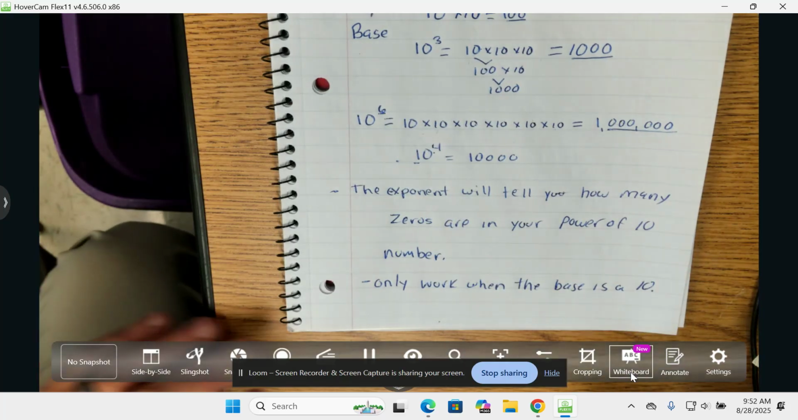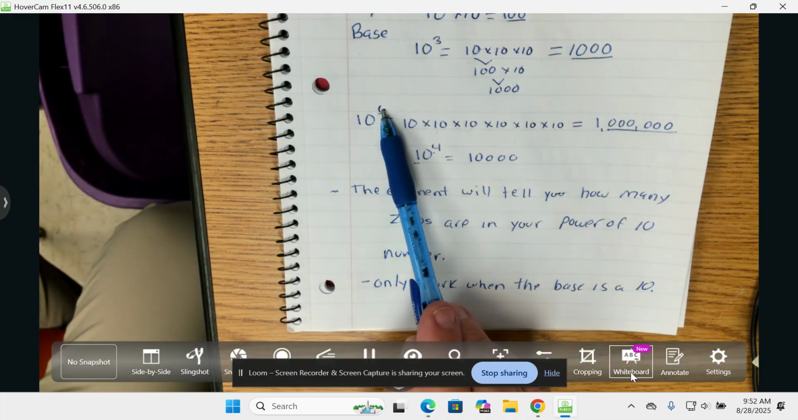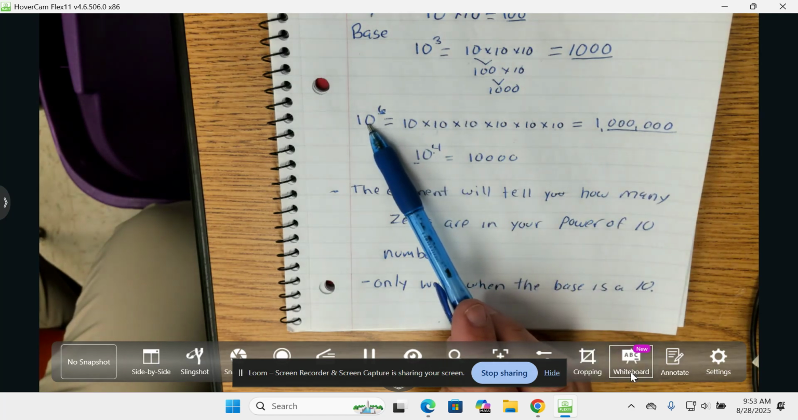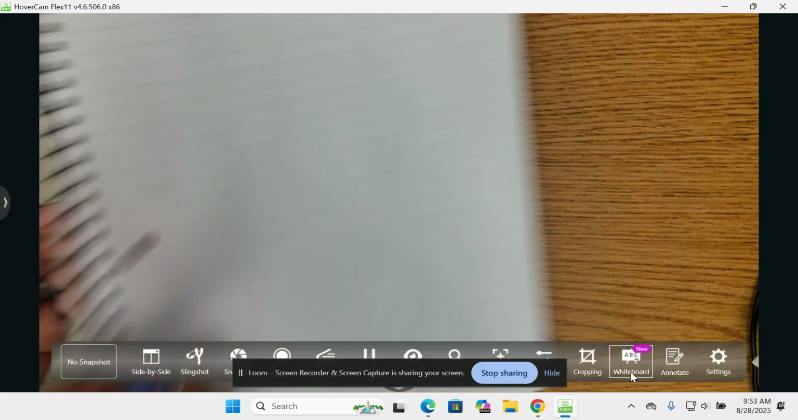Okay, so a quick trick or pattern would be when you have a base of 10 and the exponent is a 6, it's going to have 6 zeros in the answer. Okay? It's not going to have 6 zeros plus the 10. It's 6 total zeros. So I'm going to flip my page.